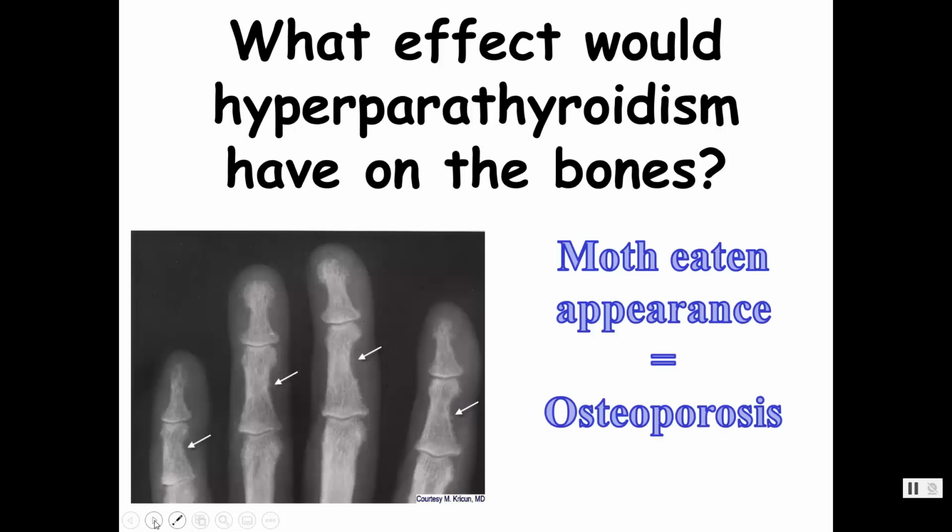Hopefully you said you thought they were going to be weak, and that is actually true because parathyroid hormone stimulates those osteoclasts. If it's chronic and over a long amount of time, the bones are actually going to have this sort of moth-eaten appearance to them, so porous bones.